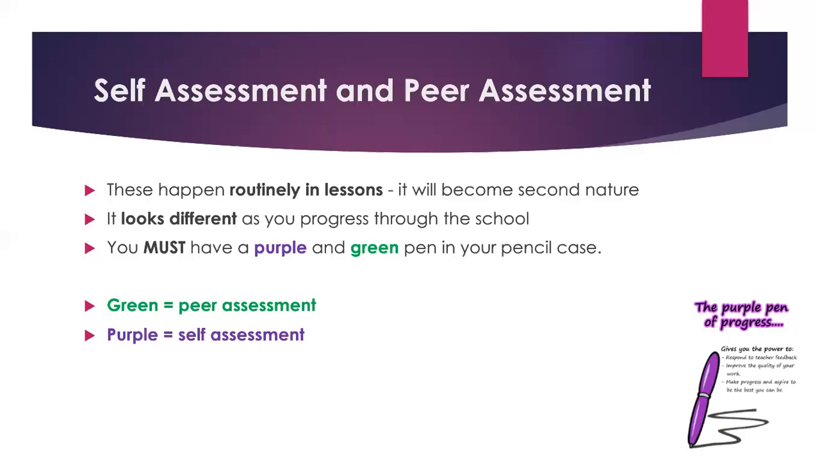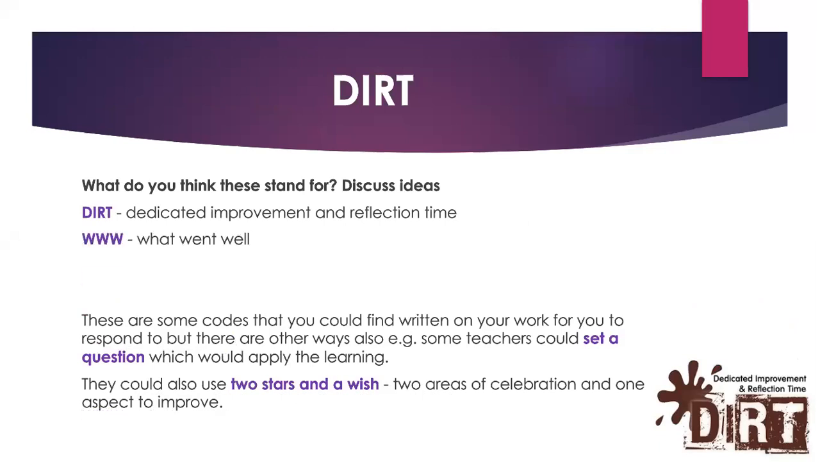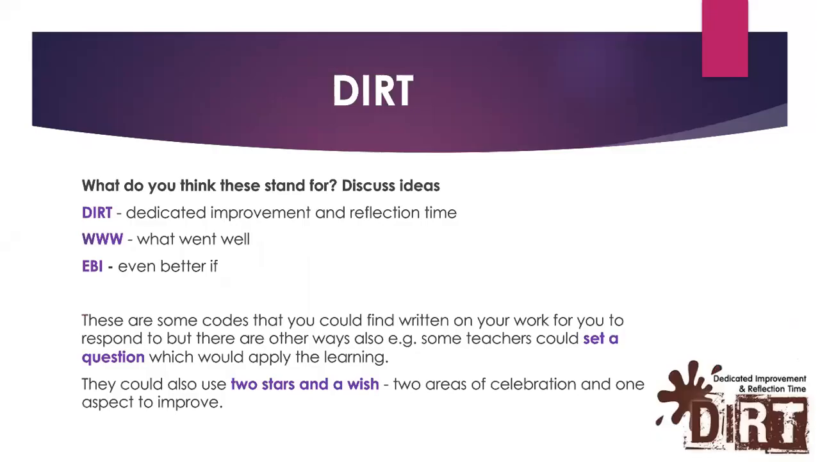Self and peer assessment is routine. The children become very used to it very quickly. We have different coloured pens to identify which type of assessment is taking place. We've also got dedicated improvement and reflection time, where we look at areas of strength and also areas for improvement.